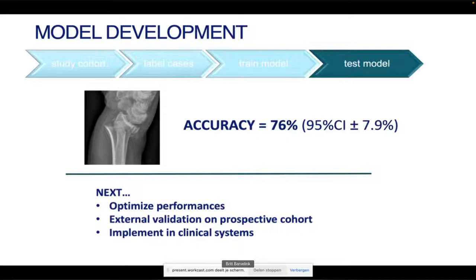And another challenge for us is to implement our machine learning model in clinical systems. And this will probably take some time, but we're already working on this with our radiology department so that as soon as we're happy about our model, we can implement it in our system and try if this really helps doctors with their predictions.